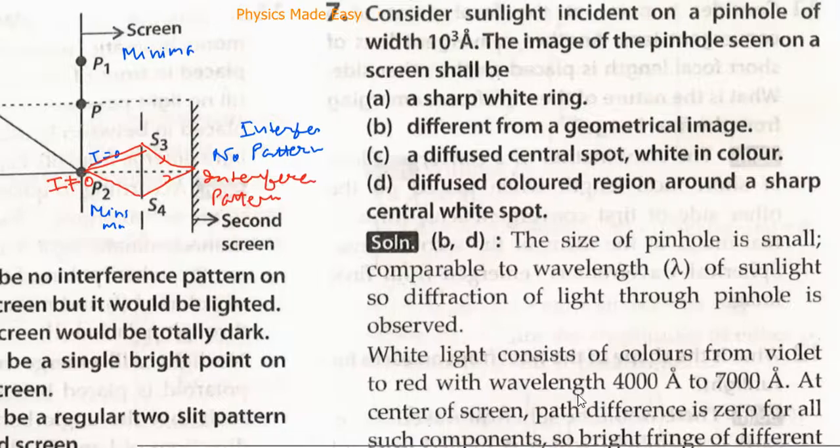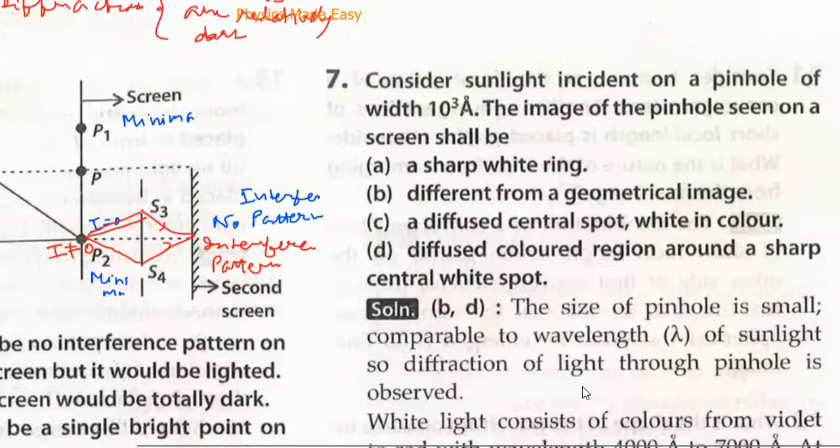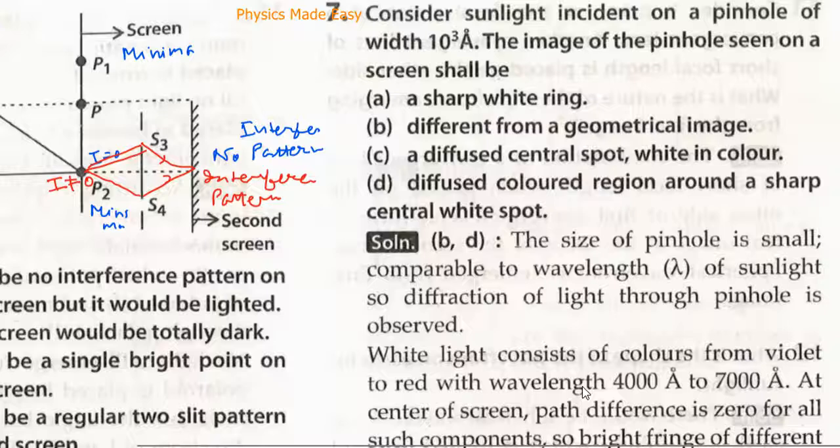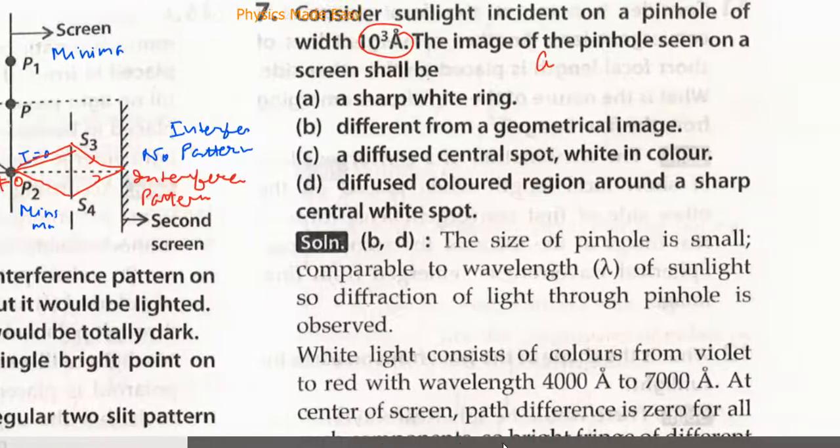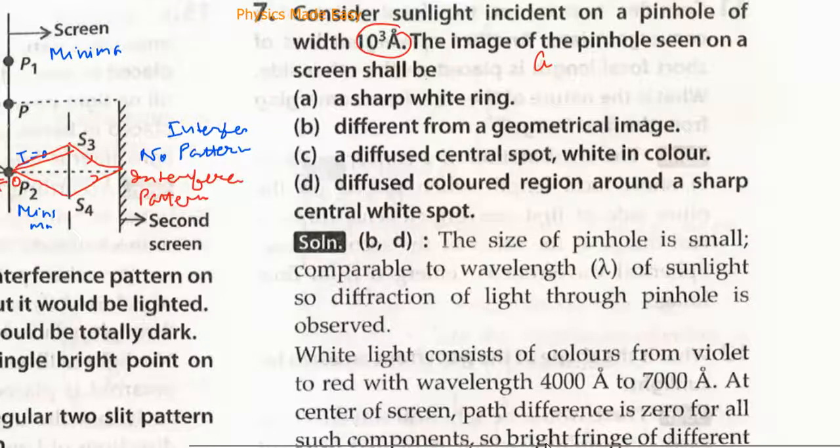is this. Seventh problem. Seventh MCQ. Consider the sunlight incident on a pinhole. Now this is the pinhole. Size of the pinhole, I will take it as A. Size of the pinhole A is approximately 1000 angstrom.